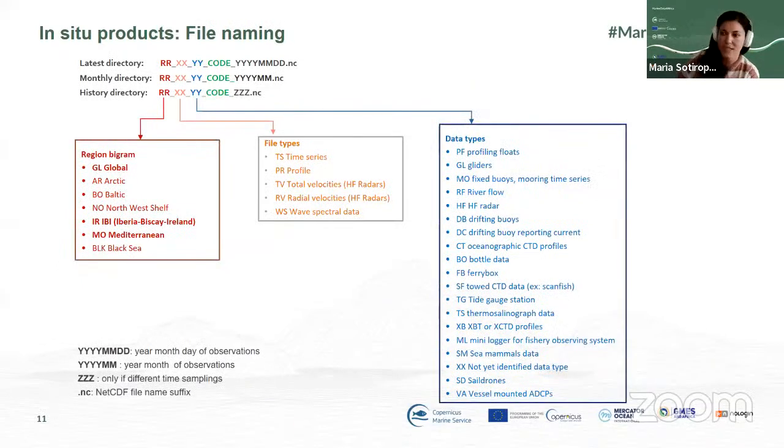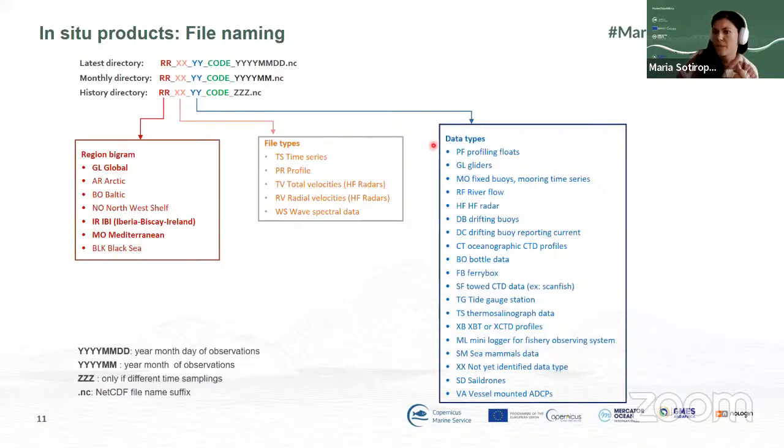One last technical slide is how the files are named. We have tried to make it easier for the users to find a specific platform, so we are using some codes, some biograms. The first biogram is the region that has collected this data and is distributing this data. The second biogram describes the file type, if it is a time series, if it is a profile, or total or radial velocities for HF radars, or wave spectral data.